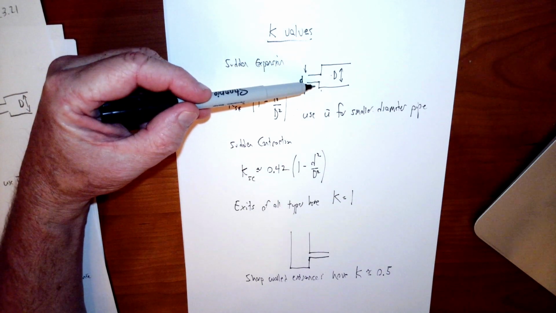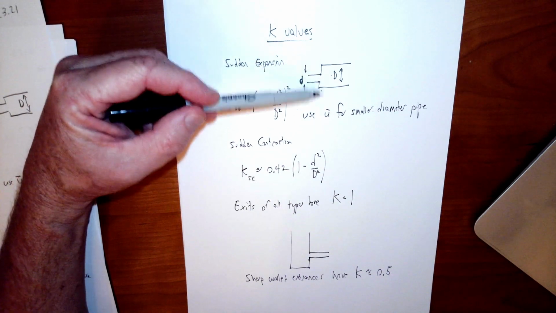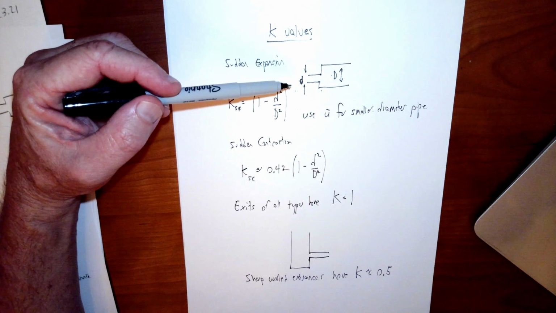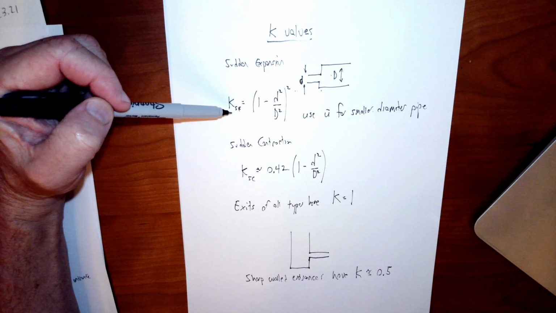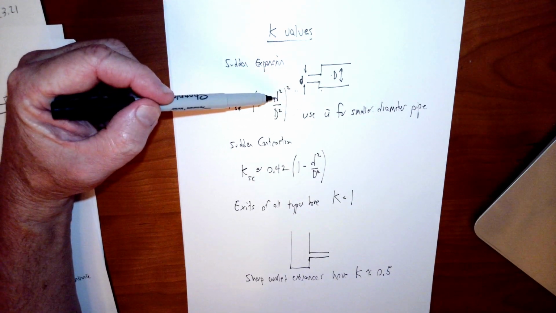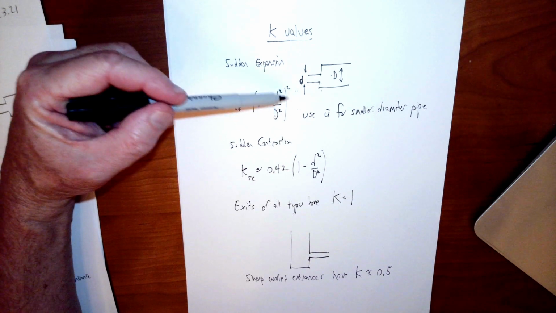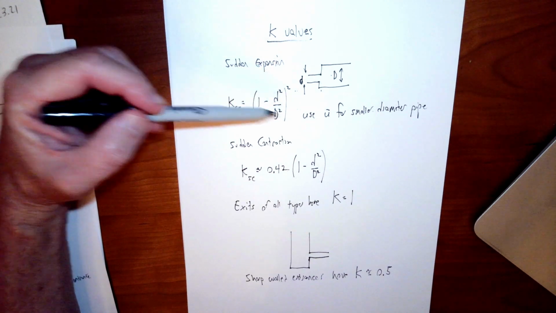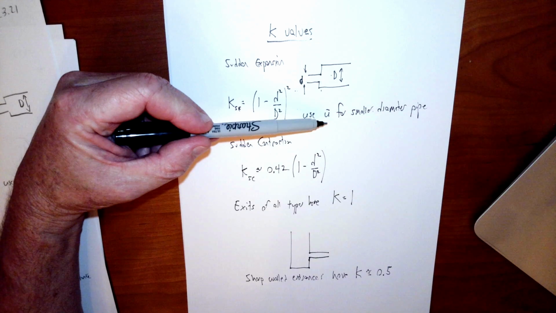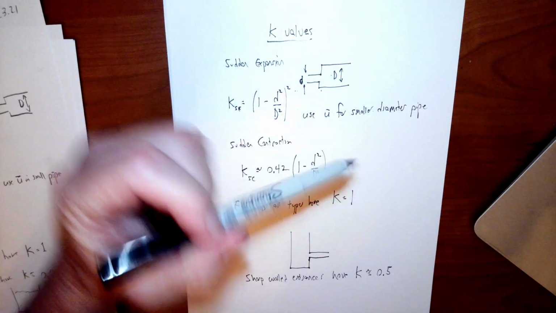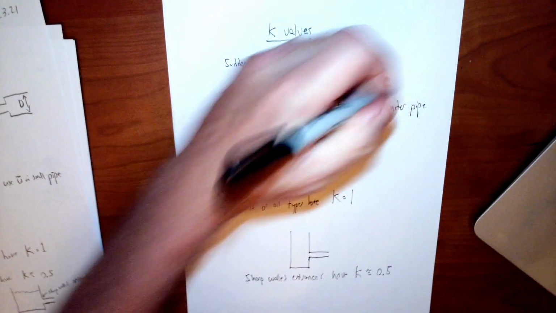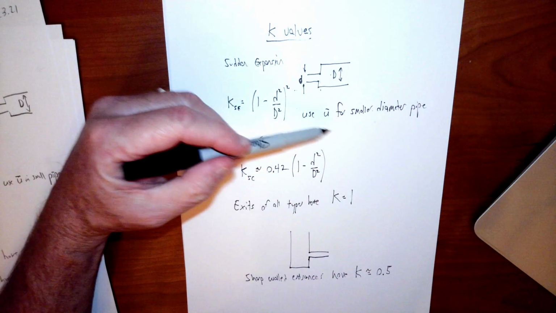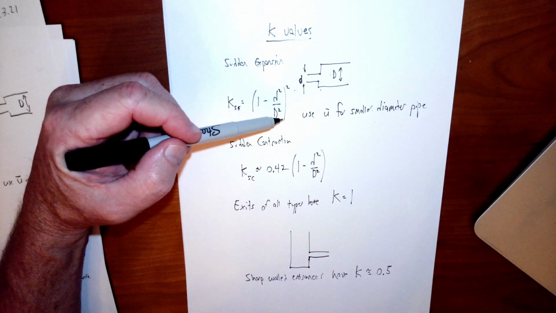So this is a small pipe going right into a larger pipe suddenly. And in that case, there's a formula here. The loss coefficient is 1 minus little d squared over big D squared, all of that squared. When using this loss coefficient, you have to use the U value for the smaller diameter pipe. So you have to use that faster velocity when you multiply that loss coefficient by U squared in the preceding formula from the last lecture.